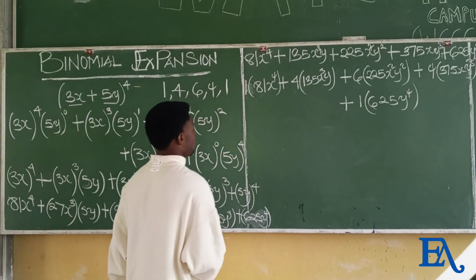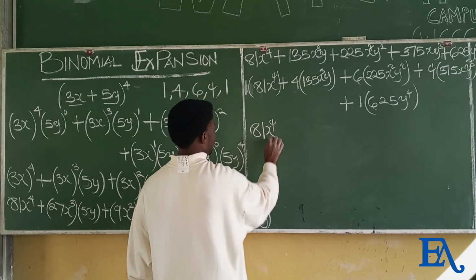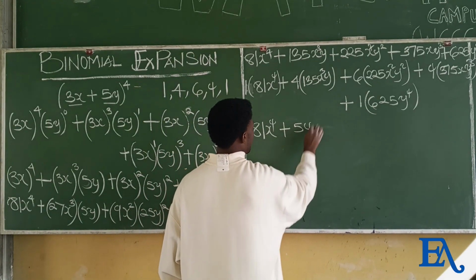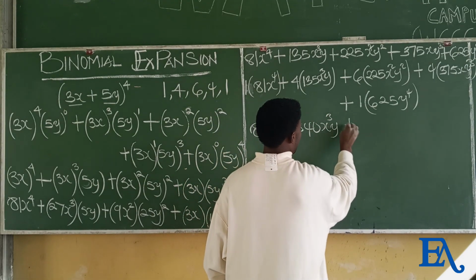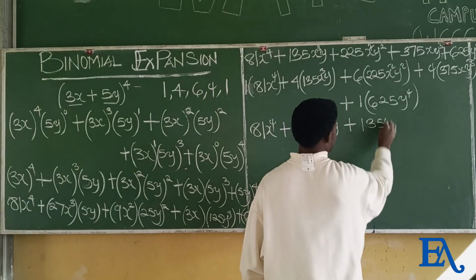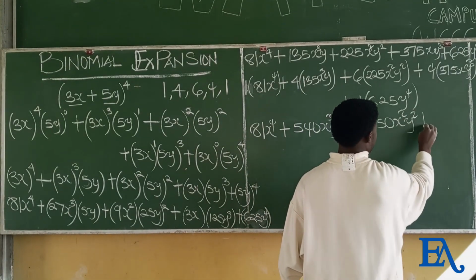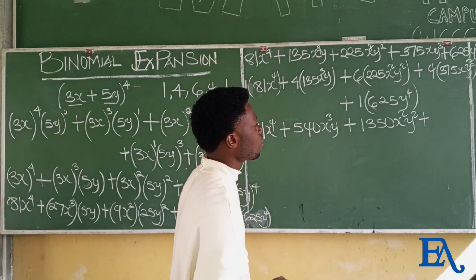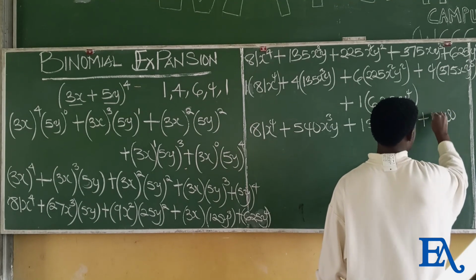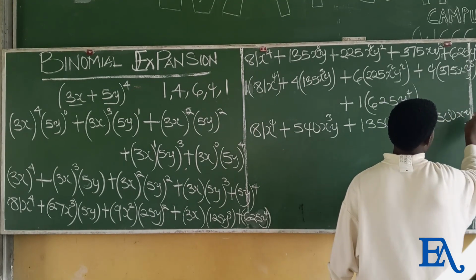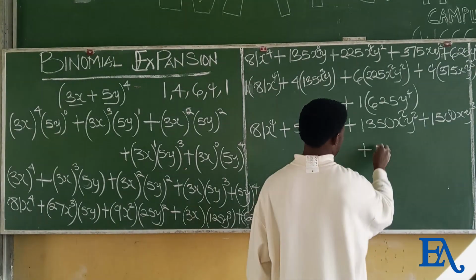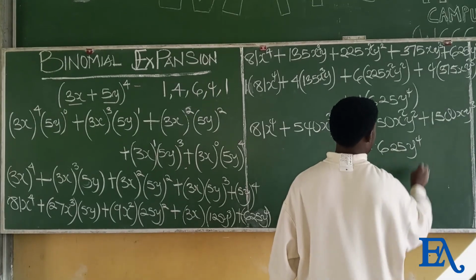So 1 times 81x raised to the power of 4 gives 81x raised to the power of 4 plus 4 times 135x cubed y gives 540x cubed y plus 6 times 225x squared y squared is 1350x squared y squared plus 4 times 375xy cubed is 1500xy cubed, then plus 1 times 625y raised to the power of 4 is 625y raised to the power of 4.